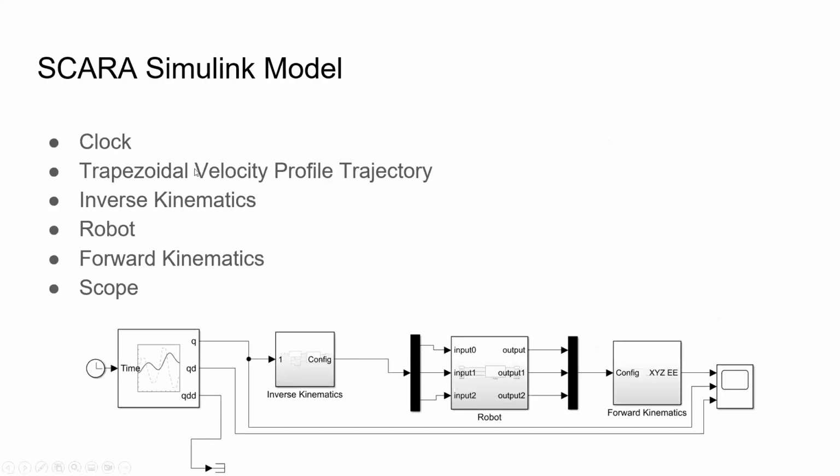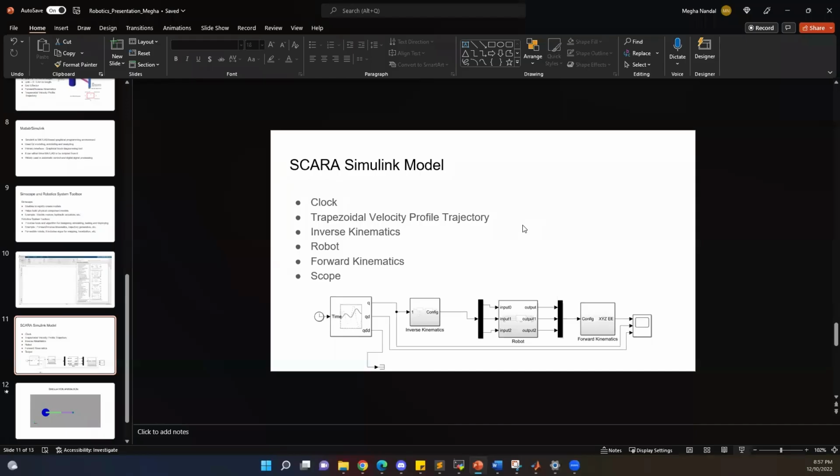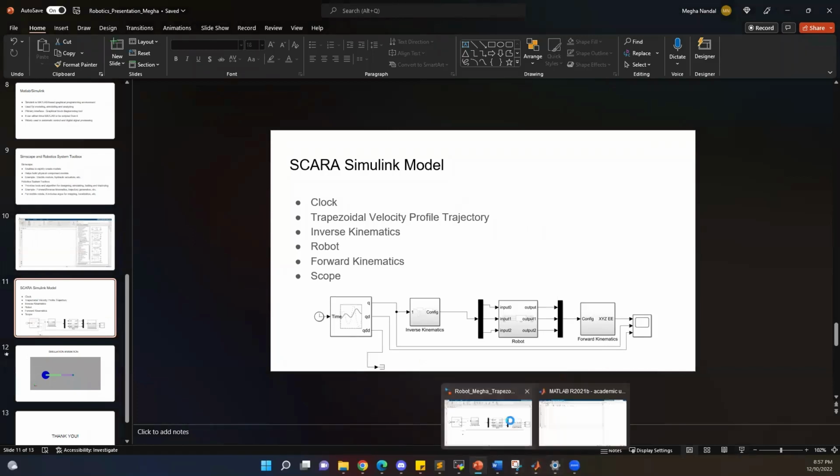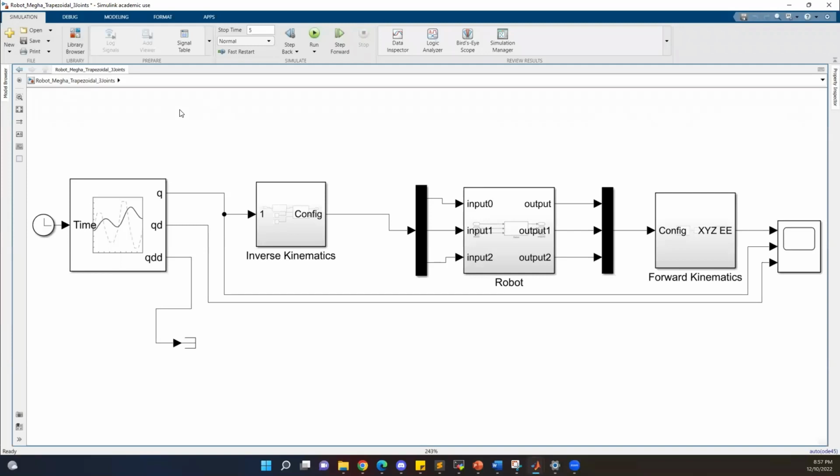So here is the Simulink model for this. We have a clock, a trapezoidal velocity profile trajectory, an inverse kinematics block, then the robot block, which includes all the different parts I mentioned earlier, mux and demux, and we have a forward kinematics block and the scope. Let me go ahead and show you in MATLAB. So let's go here, and this is where I have created the block diagram.